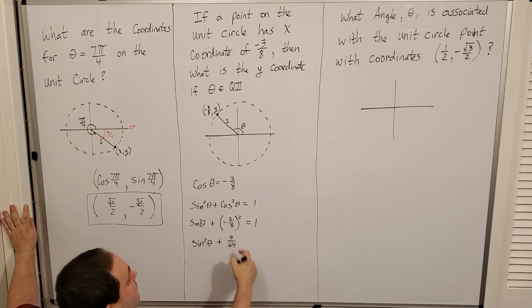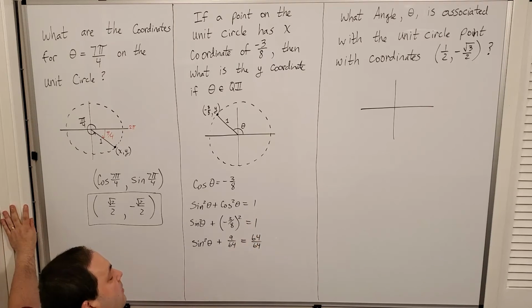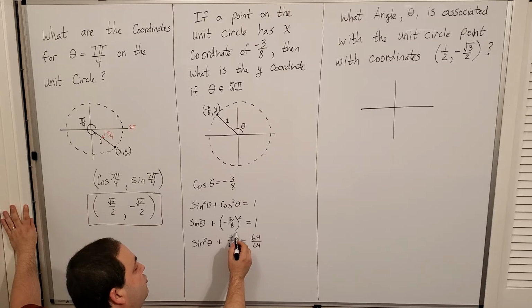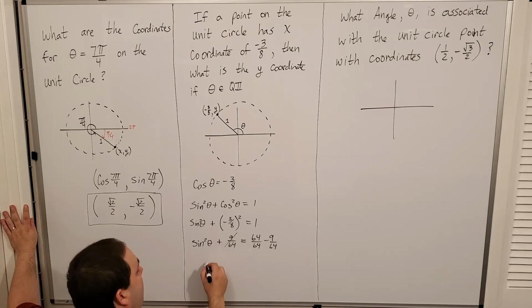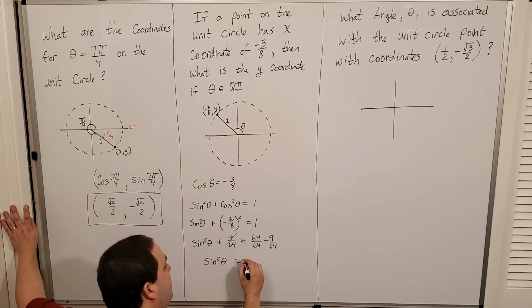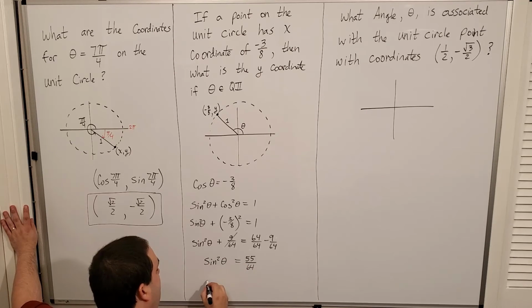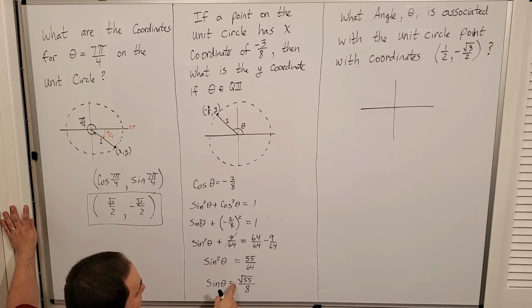9/64 after I square it, right, is equal to 64/64 because I'm writing 1 with a common denominator there. I'm going to subtract the 9/64 from both sides. And that's going to tell me that sine squared theta is equal to 64 minus the 9 here is going to give me 55/64. And then I'm going to square root both sides. So sine theta is going to be equal to the square root of 55/8.